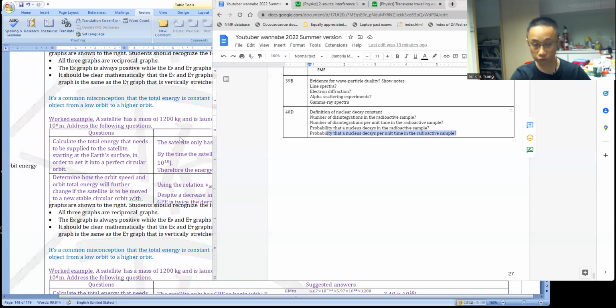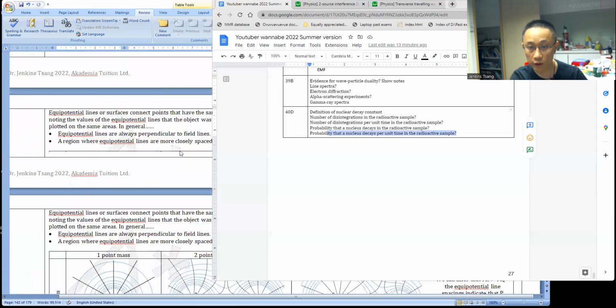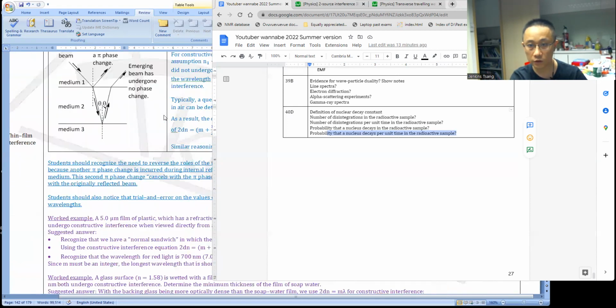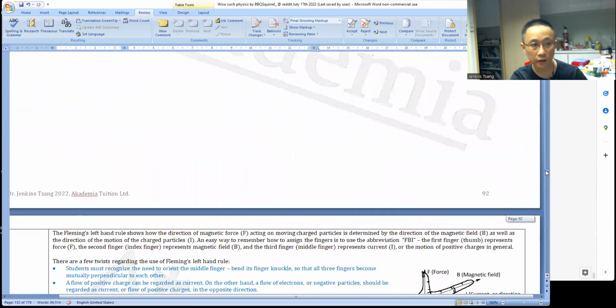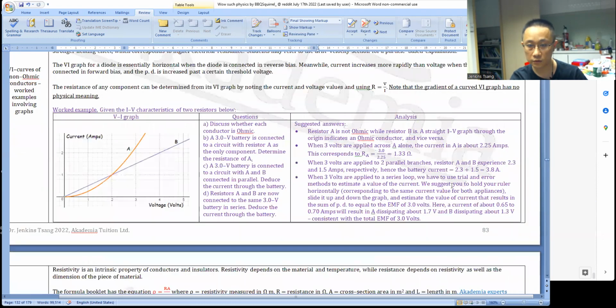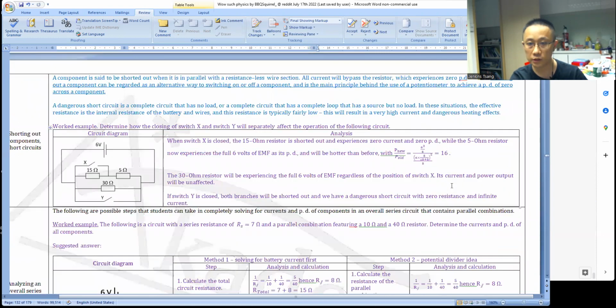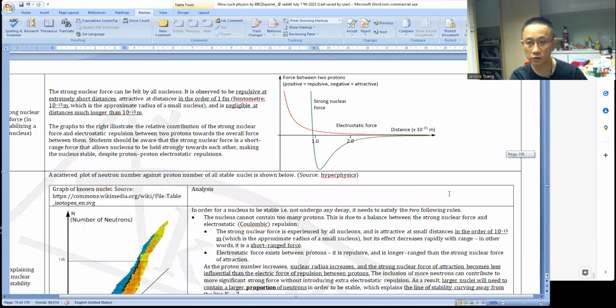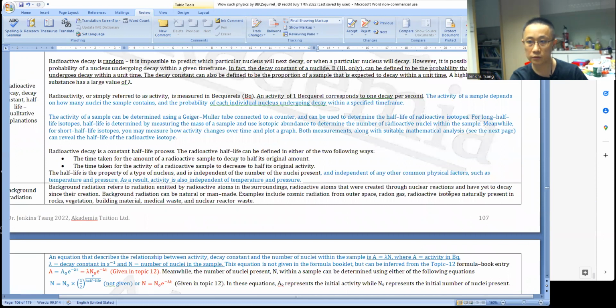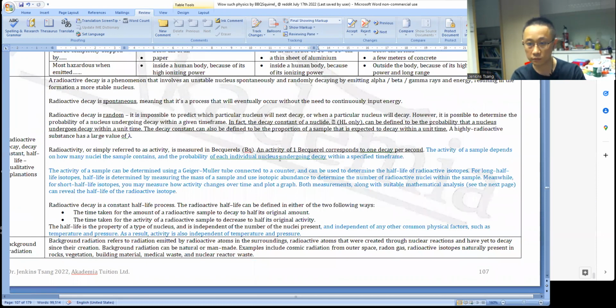And I'll just show you one last thing from this notes document. There's actually a second definition for decay constant. The decay constant can also be interpreted as the proportion of a sample that is expected to decay over a given time period. And there's definitely a simple issue that I will just fix here.